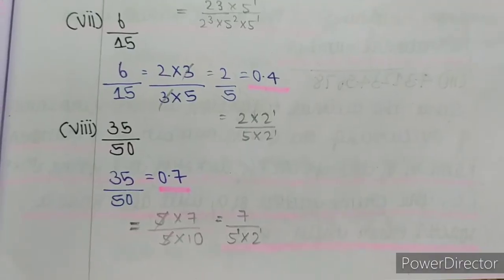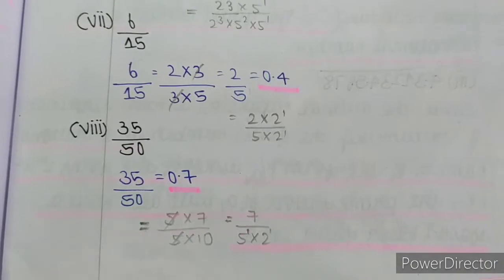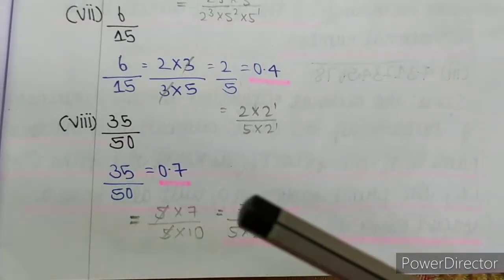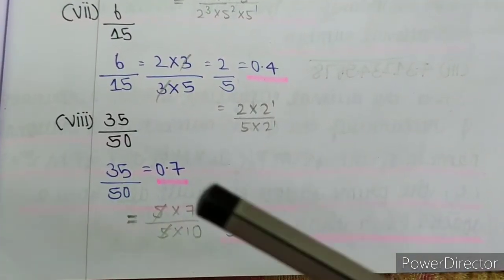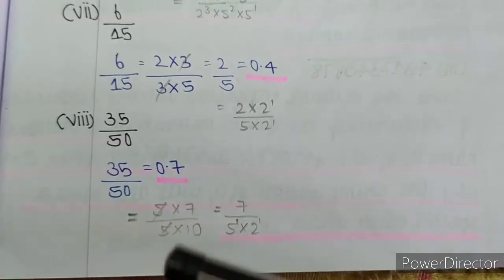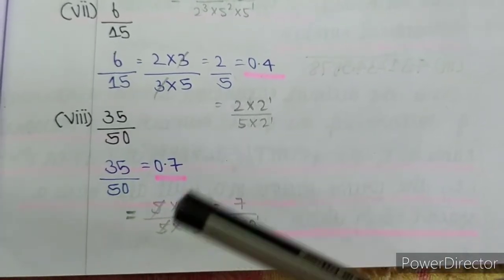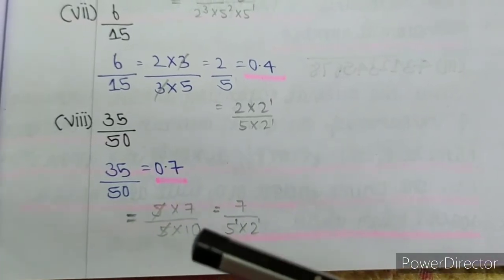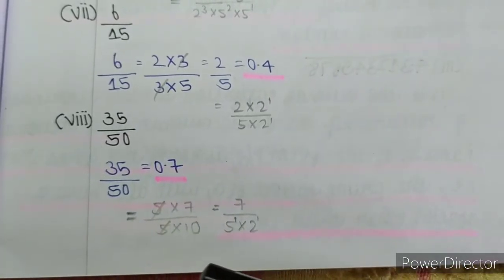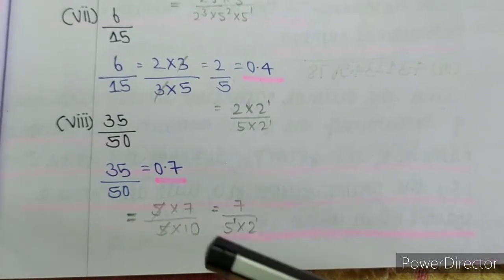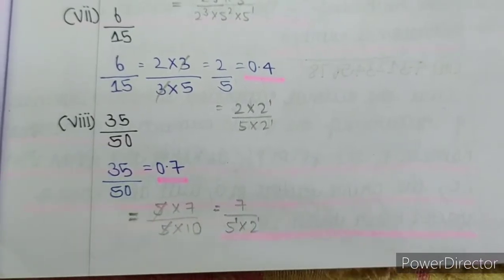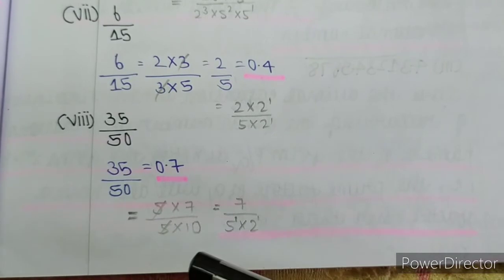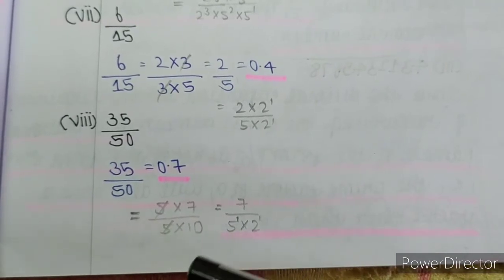The eighth subdivision is 35 by 50. 35 is equal to 5 into 7, and 50 is equal to 5 into 10. The 5 cancels, so it is equal to 7 by 10, which can be written as 7 by 5 into 2. Again, both numbers 5 and 2 already have the common power 1. So there is no need to multiply anything with the numerator and denominator. So 7 by 10 can be directly written as 0.7.